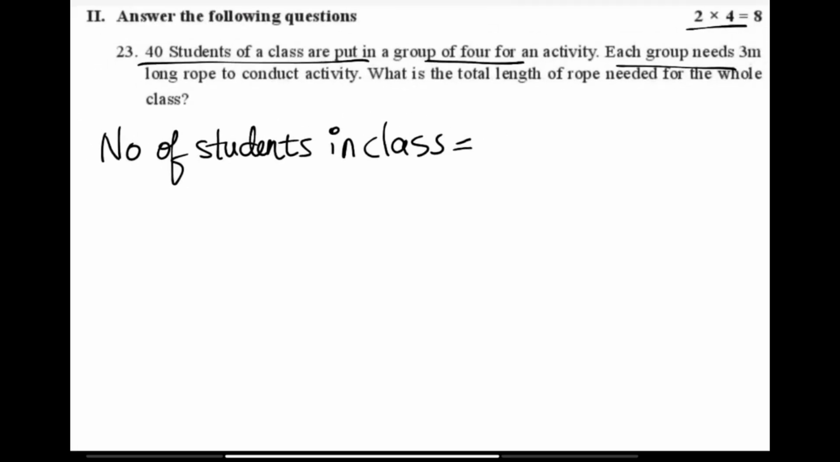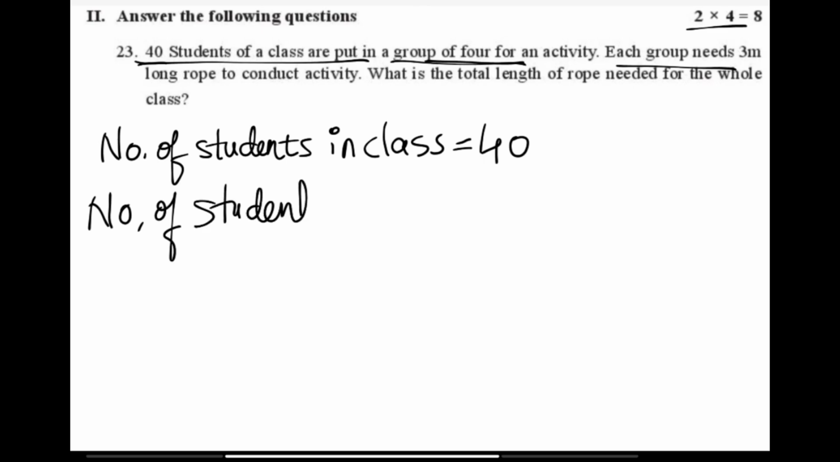So number of students in class, I'll write here. Okay, next, how many students are there in class? 40 students are there. So we'll write 40. Next sentence should be number of students in a group. How many students are there in a group? There are 4 students in a group.